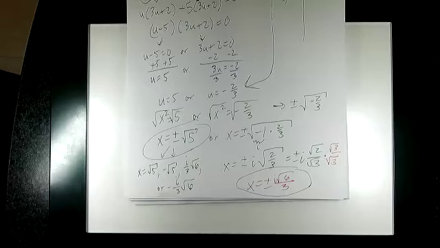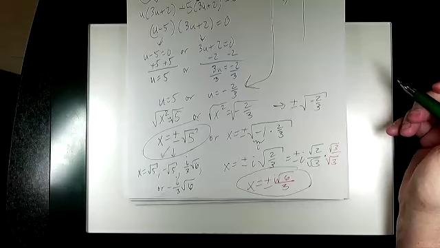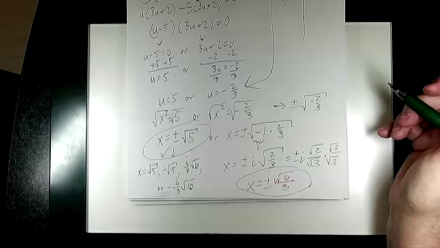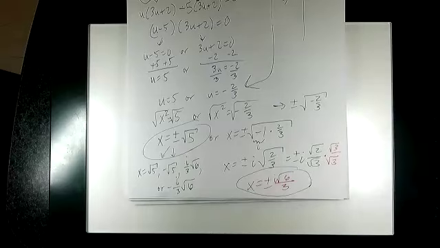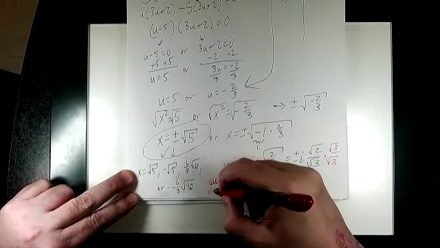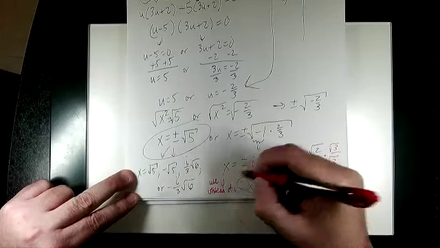I tend to do the i with a little curl. It's a good thing to get in the habit of, because if you don't, it can really quickly look like a 1. If I can't read it, it's wrong. And when you get to physics or electrical engineering, they might use j instead of i in other classes.